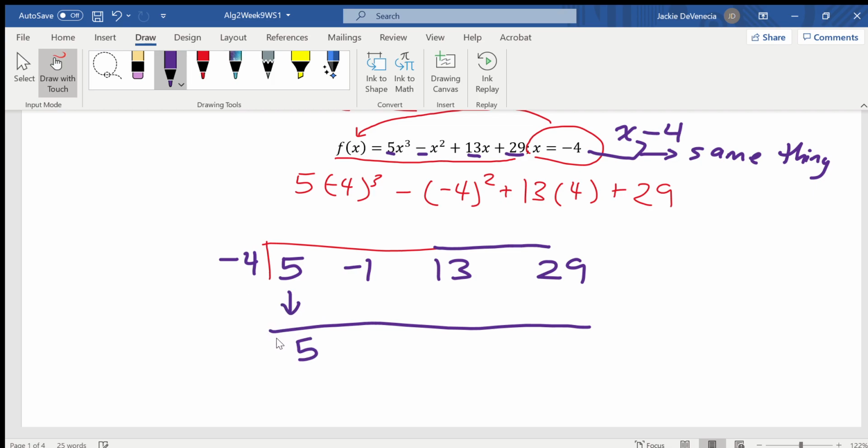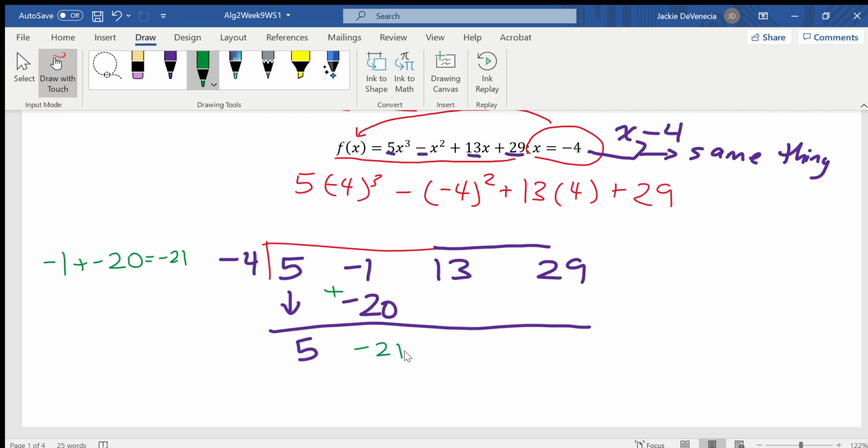And then I'm going to be doing -4 times 5, which is -20. And I'll put the -20 right under the -1 because I'm going to add. So on the side, I'm actually doing -1 plus -20, and that'll give me -21. So -21 I'm going to write down here.